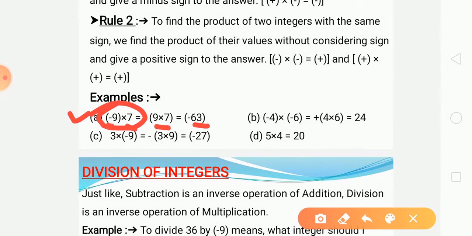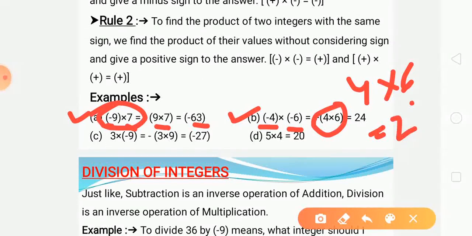sign. Okay. Now in this second example, we are multiplying two numbers with the same sign. That is, both numbers here are of negative sign. So first we will multiply these two numbers without considering their sign. That is 4 into 6. It will come out to be 24, and we will put a positive sign in the answer according to rule 2.